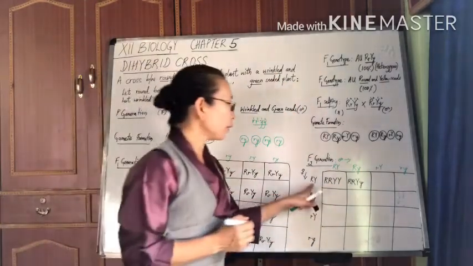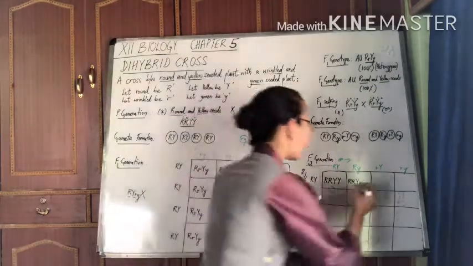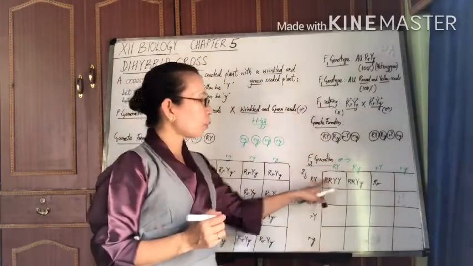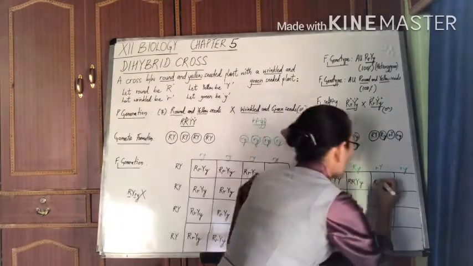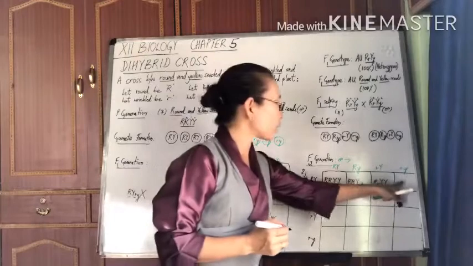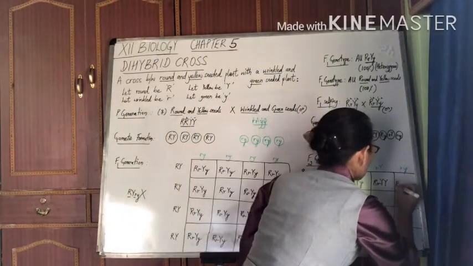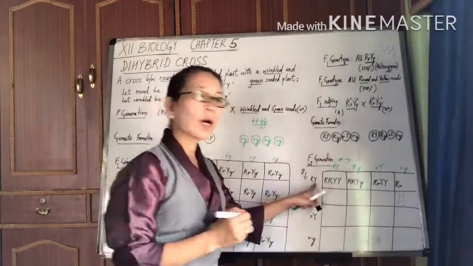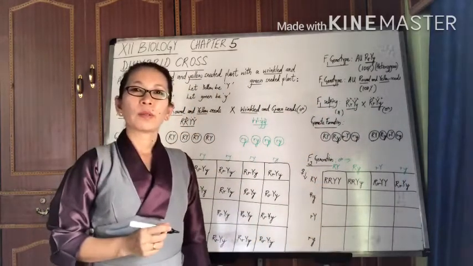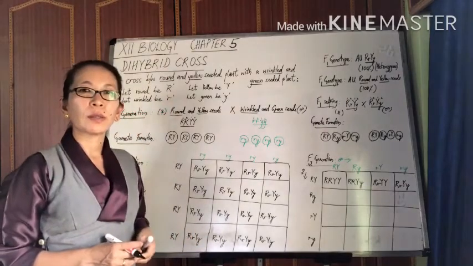Third one, capital R, small r. Then capital Y, capital Y. The fourth combination is capital R, small r, capital Y, small y. So it just calls for a little of your attention and patience.